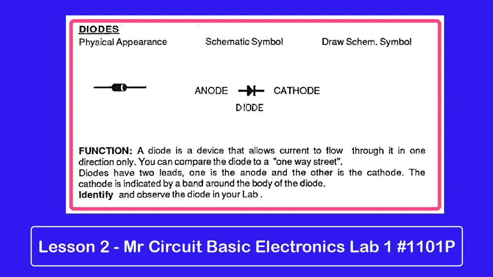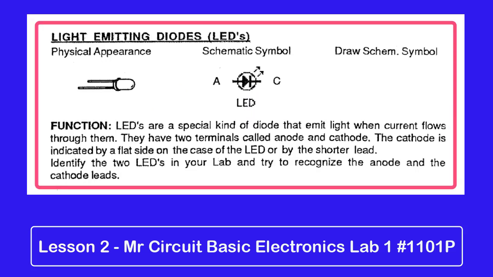Next, on the right-hand side of your paper at the top, we have light-emitting diodes. These are pretty exciting. They come in many colors now. We have the physical appearance. It's a plastic lens with two leads sticking out. Again, this one has polarity. The long lead is positive. The negative is a short lead.